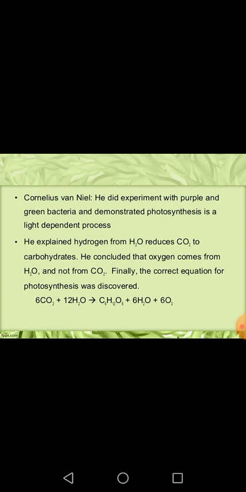And the correct equation for photosynthesis was given: 6 CO2 plus 12 H2O gives C6H12O6, which is glucose or carbohydrate, plus 6 H2O plus 6 O2. So this is the final equation for photosynthesis, and these were the different experiments in the field of the discovery of photosynthesis.